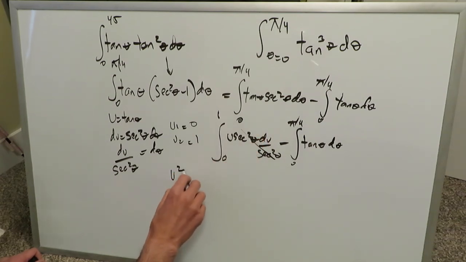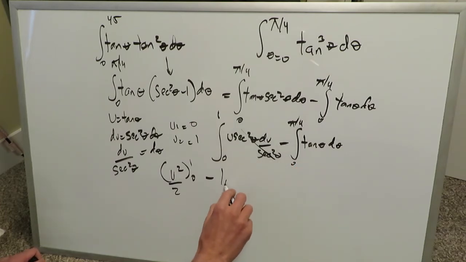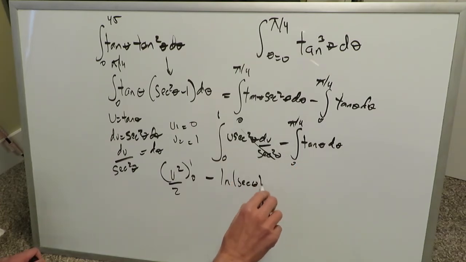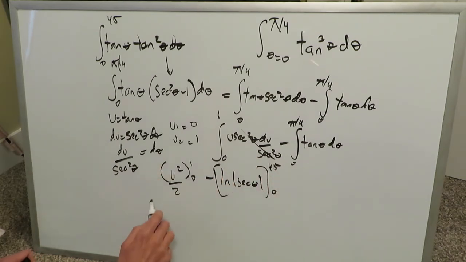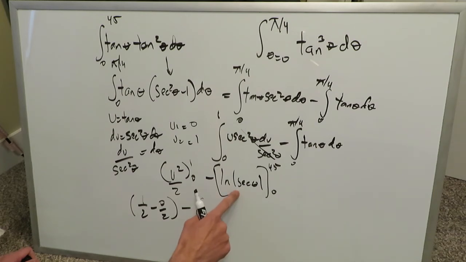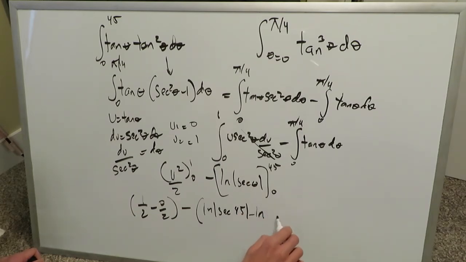This will integrate into u squared over 2, and you still have this 1 and 0. And then you have tan theta, which will integrate into natural log secant theta over the interval 45 degrees and 0. You're basically looking over here at 1 squared over 2 minus 0 squared over 2. And then you're looking over here at natural log secant of 45 degrees minus natural log secant of 0 degrees. You have to compute all of this. From this, you're just going to get a 1 over 2.